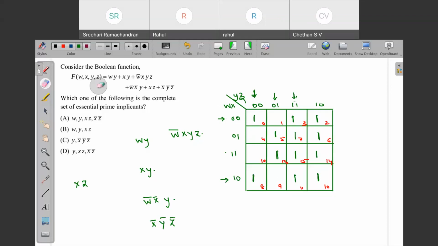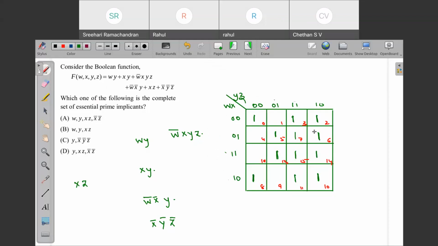Now you need to find the essential prime implicants. Directly in the HAL exam, they will give you this K map and ask what your essential prime implicants are. They won't be giving you this expression. Either way, they might give you min terms also.